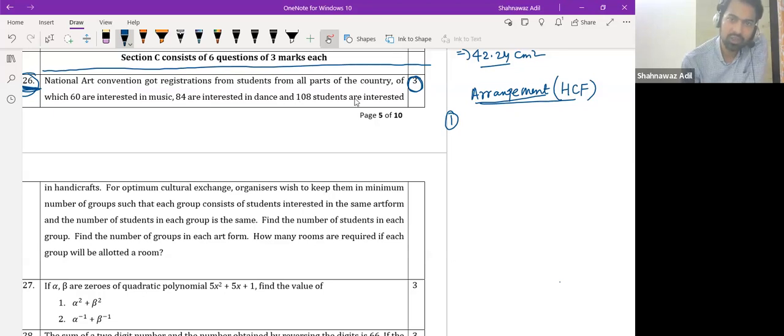Yes. So you guys, please calculate this question, and then I will talk about the second part of this question. You understood that we are arranging these students in groups. So whenever we are arranging, we calculate HCF. Is that clear to you, Hashid? Yes, sir. So we have to calculate HCF. So first calculate HCF, right?